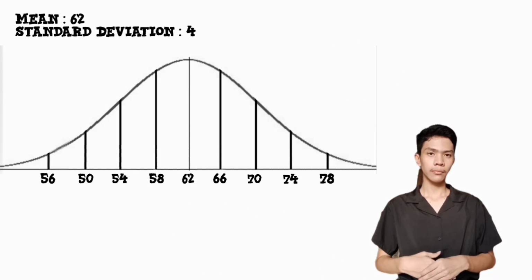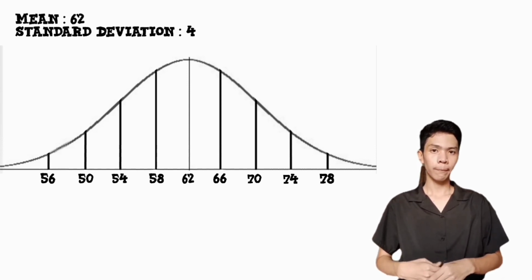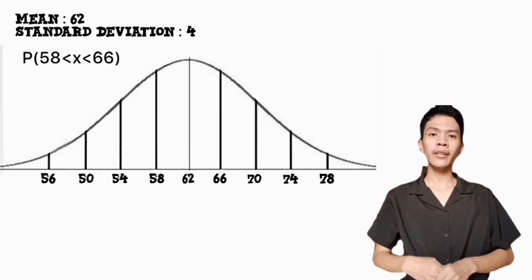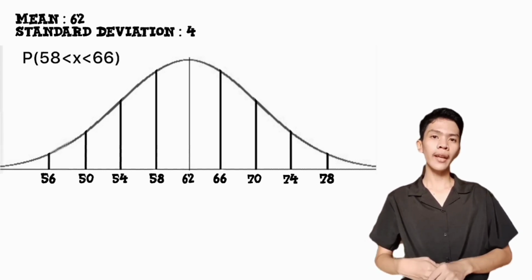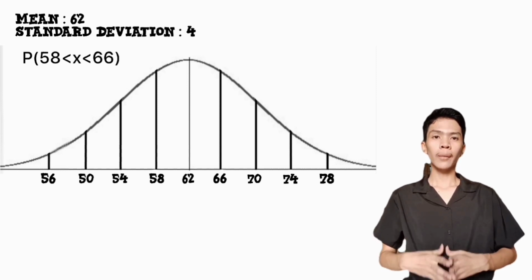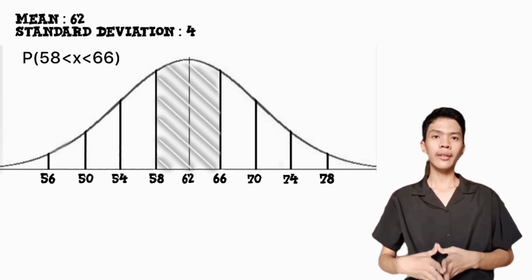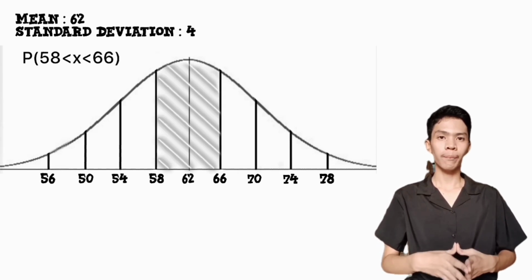After we draw the normal distribution, now we need to find the following. A. The probability of x is greater than 58 and x is less than 66. To get the probability of this, we need to graph first for us to easily calculate the probability.